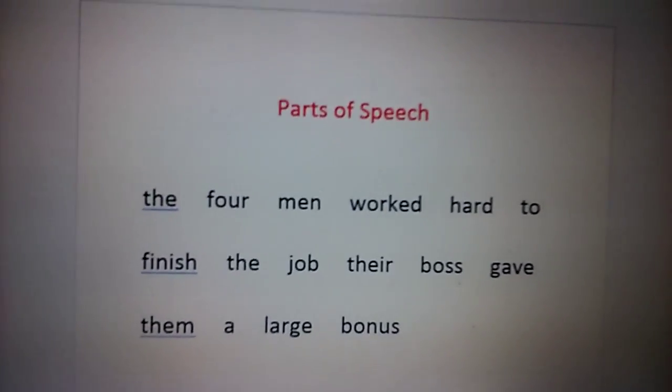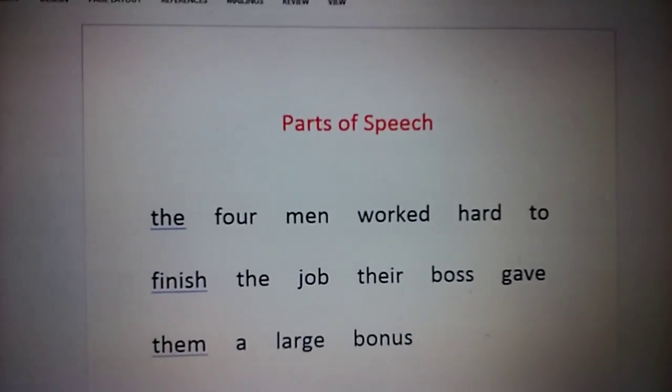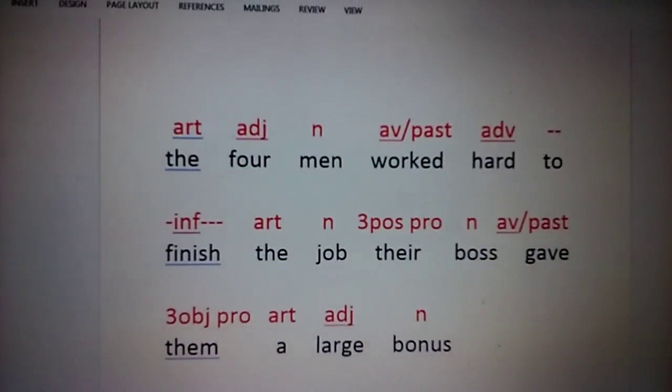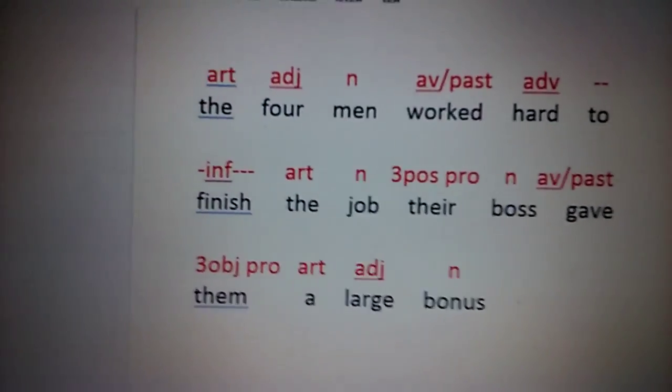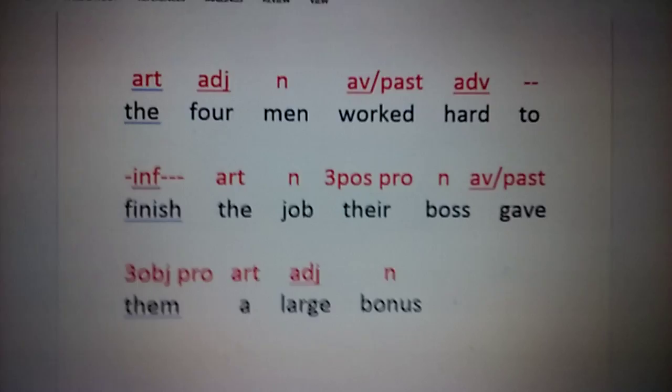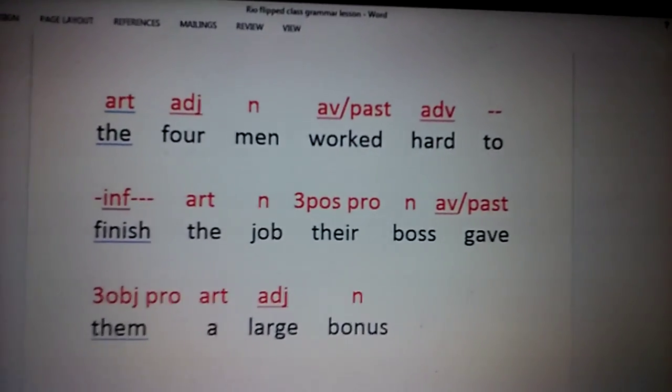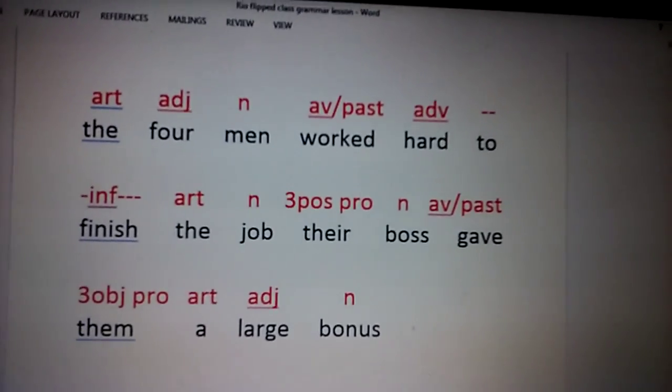Okay, I will assume that you're back now, and we're going to identify all the parts of speech. All right, so here's our sentence. The four men worked hard to finish the job. Their boss gave them a large bonus. The, as you know, is an article. Four is an adjective. Men is our noun. Worked is an action verb, past tense.